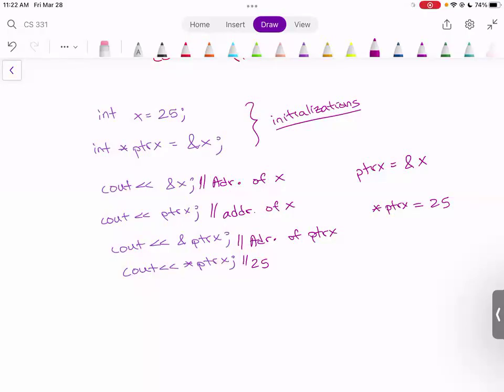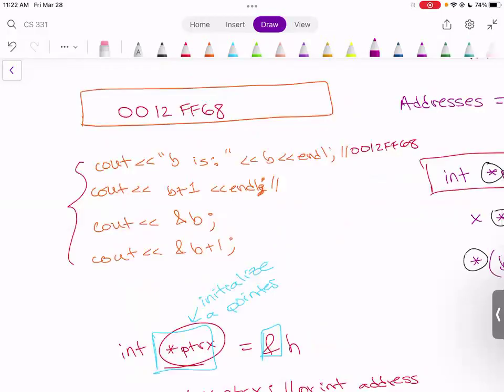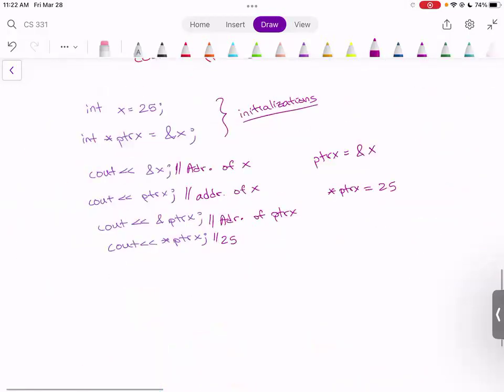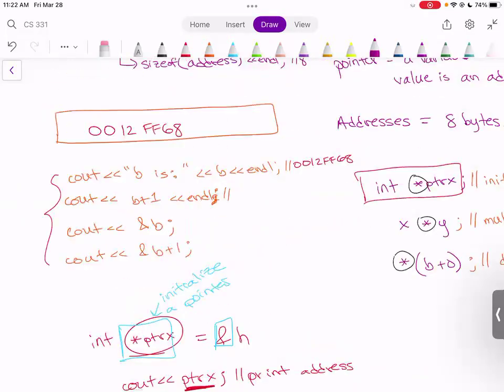Okay, perfect. Now, back to this one over here. Does this make sense to everybody first before we continue? If anybody has any questions, just feel free to either unmute or put it in the chat. But let's go back here. So now we want to say cout b plus 1. So b plus 1 is going to be an address of the second row, though.